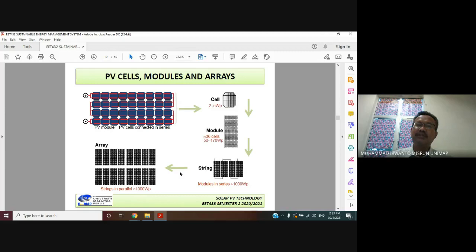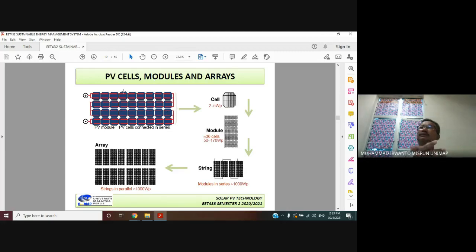Some formulations will be discussed in this section also, and lastly we want to discuss some examples related to the connection of PV modules. Okay, first we can see.